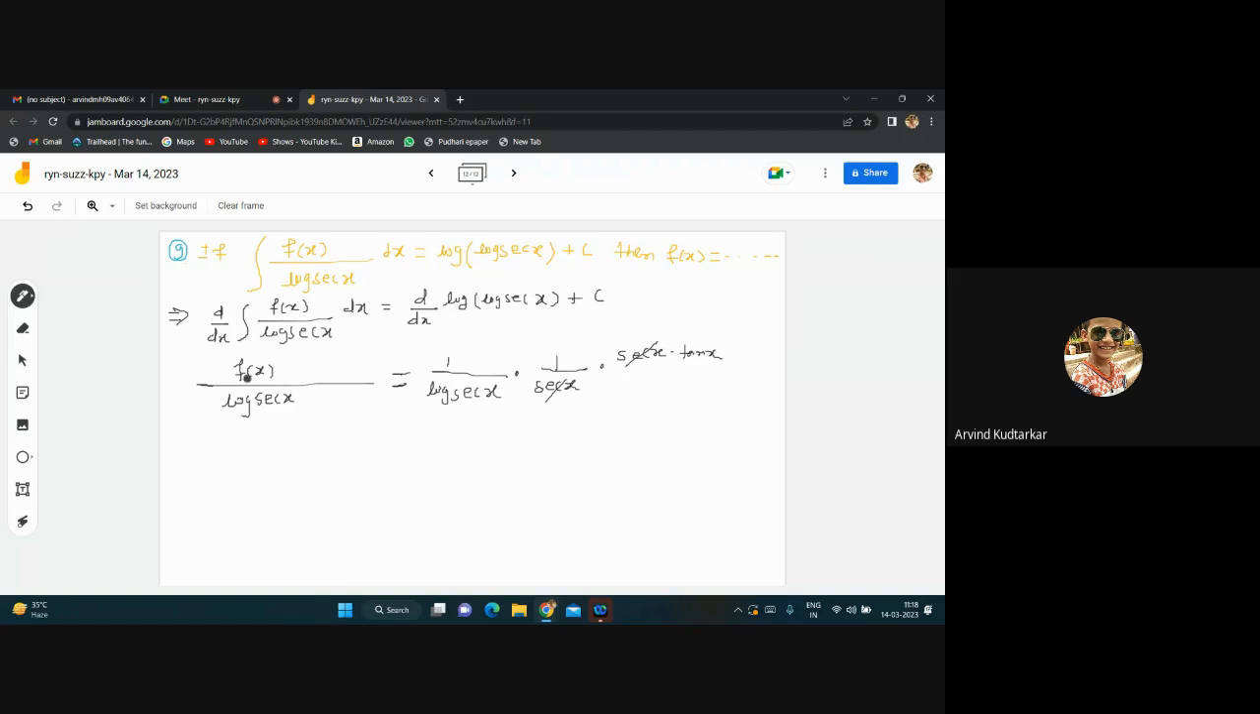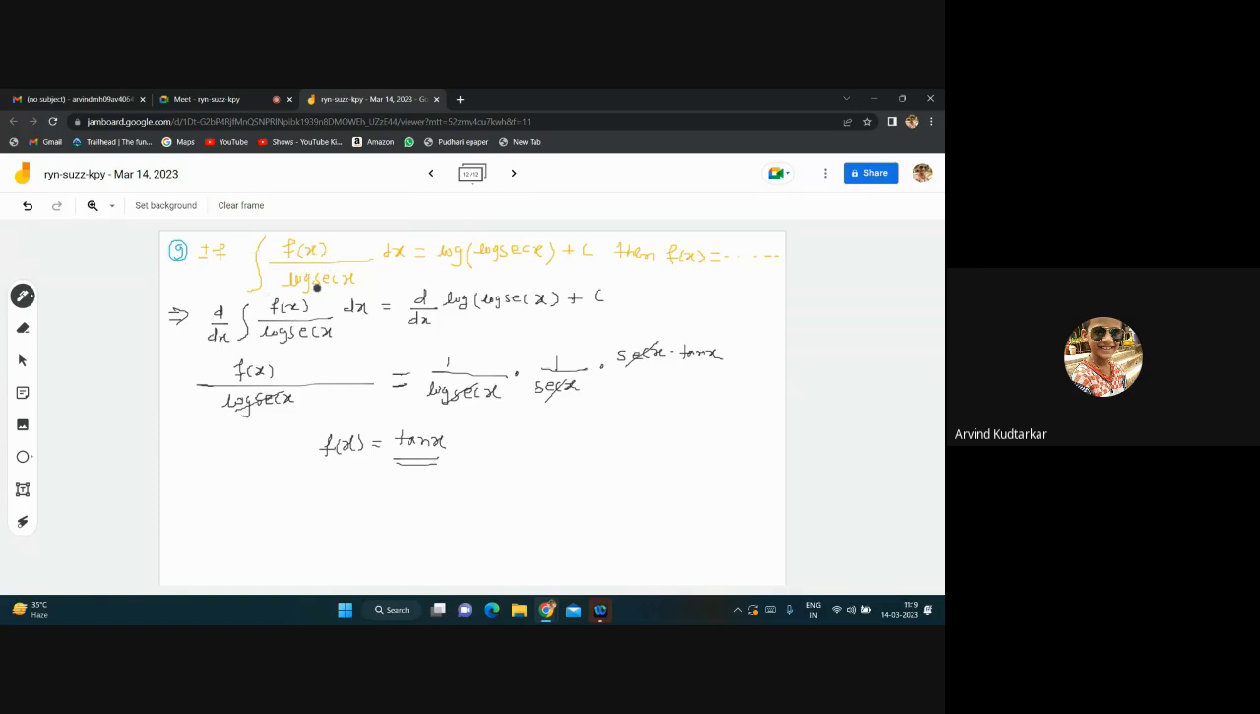And which function do we want? f of x. So how will you get f of x? Here we have log of sec x on both sides. These two are the same but on opposite sides, so they get cancelled. So what remains? f of x is equal to tan x. So what can be the correct option? f of x is equal to tan x. Right? So this will be the correct option for this example.